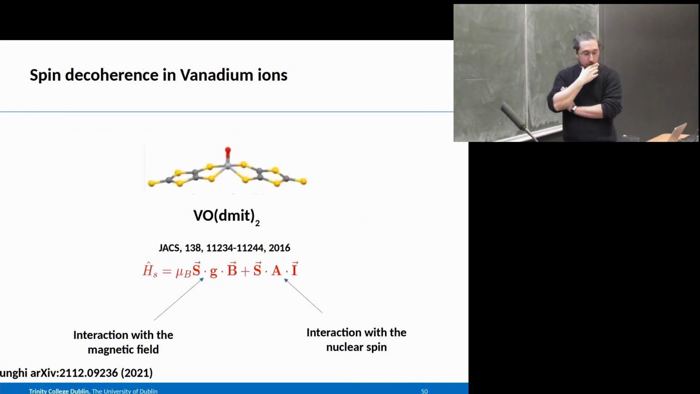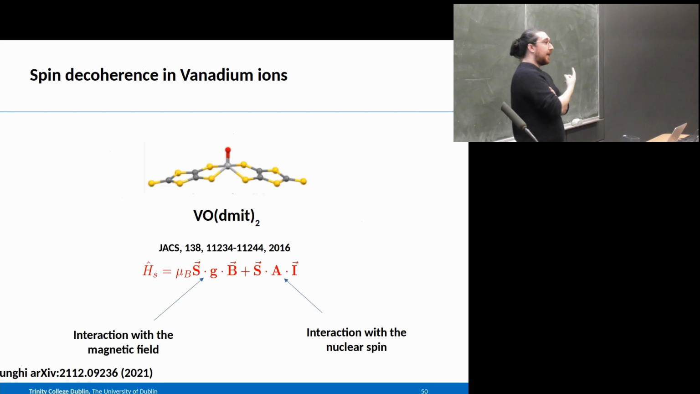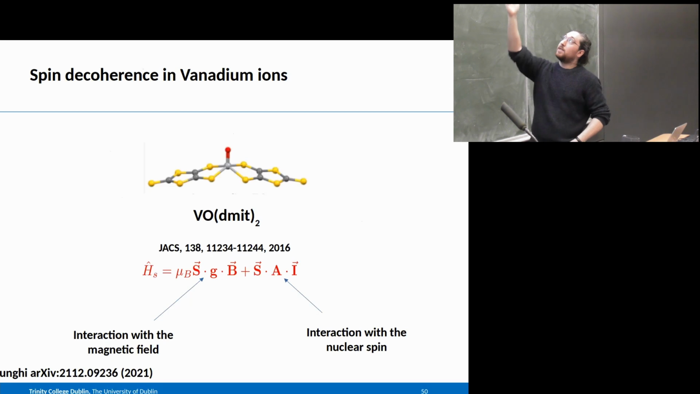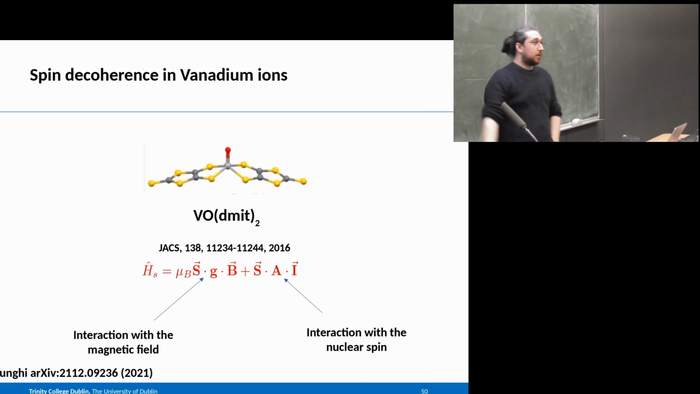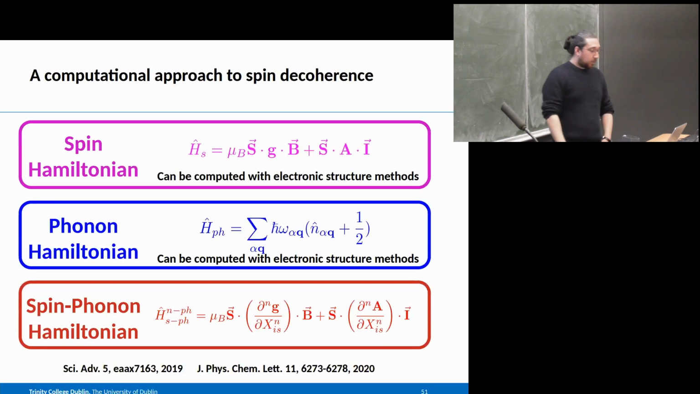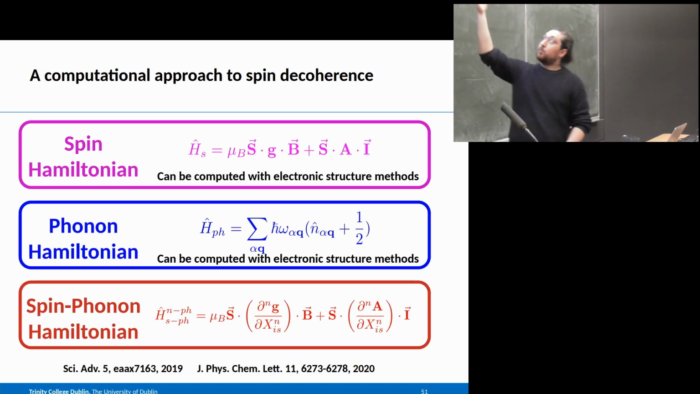So here I'm just going to show you a couple of examples for wrapping up. This is a molecule that behaves like a spin 1/2. So there is just one unpaired electron on that molecule. And the molecule, of course, can interact with the external field with a Zeeman interaction, but there will also be other spins in the surroundings which are causing magnetic decoherence as well. And we can compute all these things using quantum mechanics. So we can compute all the frequencies in the lattice, we can compute all the terms in the spin Hamiltonian, and in principle we can also compute all the coupling terms.